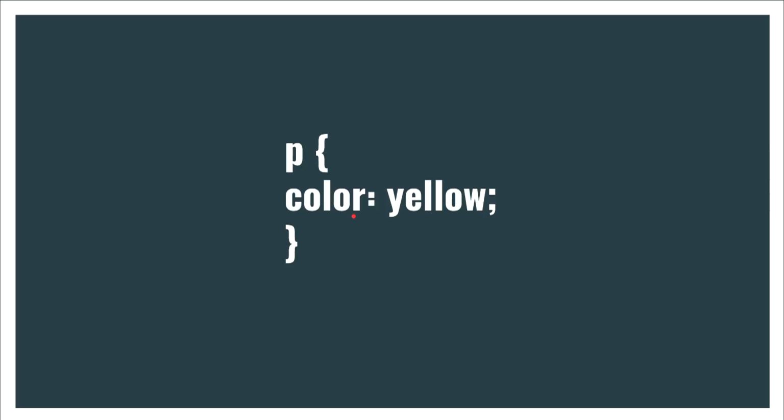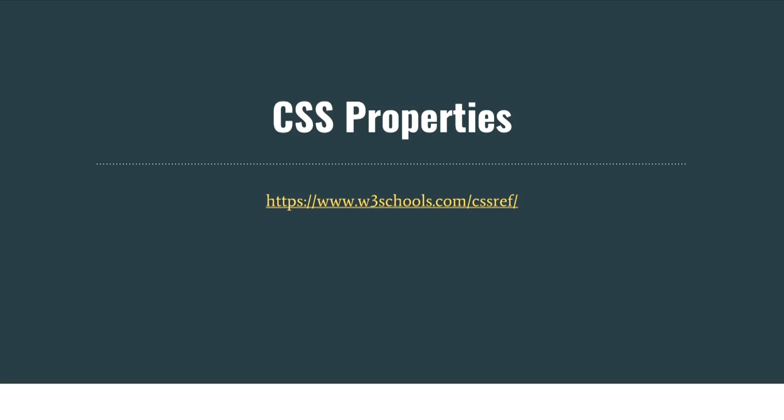Color here is a CSS property. There are plenty of properties you can select from in CSS. Since this is just a demonstration, we will not go into detail on all the properties. For full reference, please go to W3Schools, following the link on the screen.